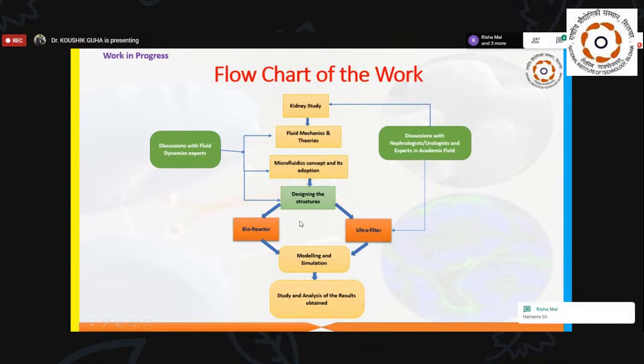Then there are two certain parts, the bioreactor and the ultrafilter. The kidney is responsible for these two main things. For the bioreactor and ultrafilter, what have we done? We have done the modeling and simulation, and we have also supported our simulation with some mathematical modeling. Then we have analyzed some of the results that we obtained.